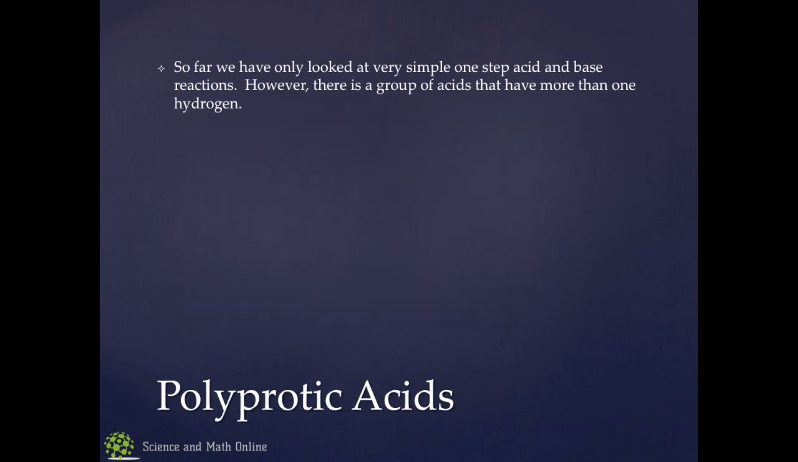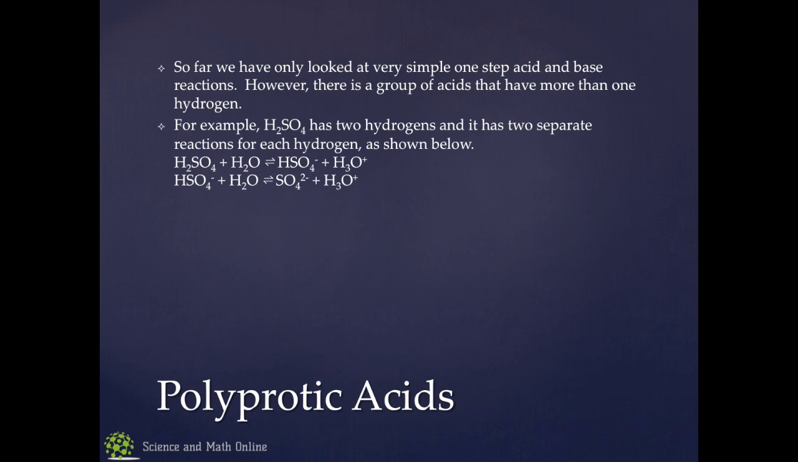So far we've only looked at very simple acids and bases, very simple reactions. But there are a lot of acids and bases that have more than one hydrogen or hydroxide, and we've got to take those into account. When we look at sulfuric acid, it usually gives away one and forms the hydrogen sulfate ion, and then it loses its second to form sulfate. So it does it in 2 steps.